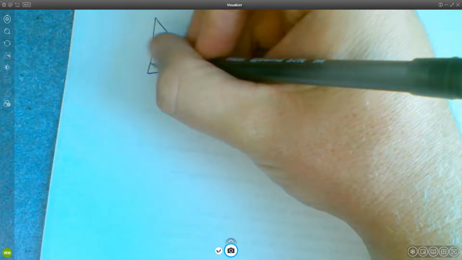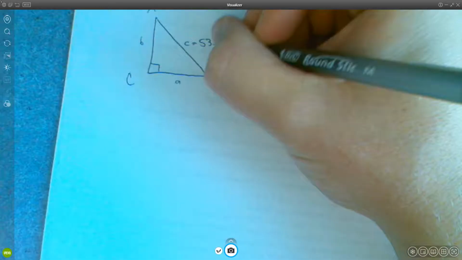So this one says solve triangle ABC if A equals 29.43 centimeters and C equals 53.58 centimeters. Again, a picture is going to be really helpful here. So go ahead and draw a picture of the scenario. So this is what we've got. We know that C is 53.58 centimeters and A is 29.43 centimeters.